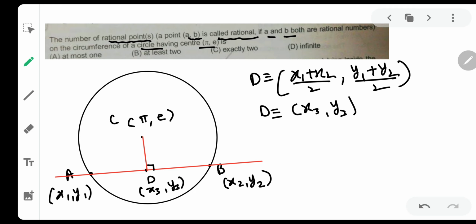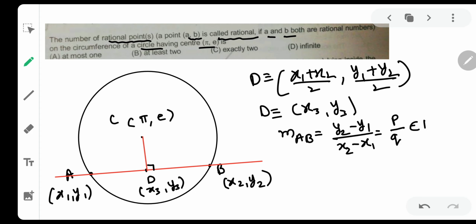Now let me calculate the slope of AB. The slope of AB, which is mAB, will be equal to (y2 minus y1) upon (x2 minus x1). Now understand this particular part: y2 is a rational number, y1 is a rational number, so y2 minus y1 will be a rational number, and x2 minus x1 will also be a rational number. So p upon q, both belong to rational numbers. So basically p upon q is a rational number.